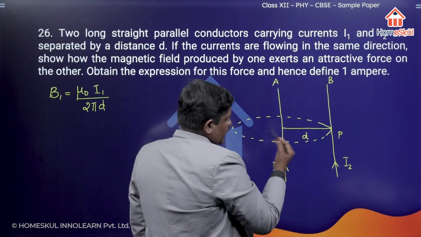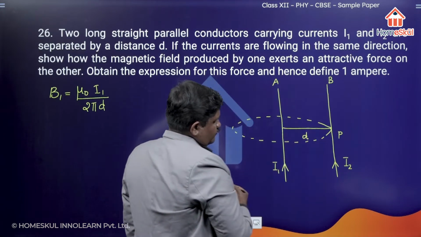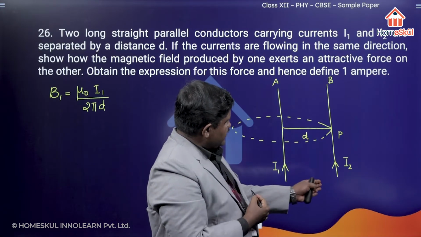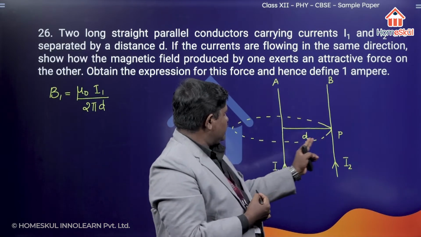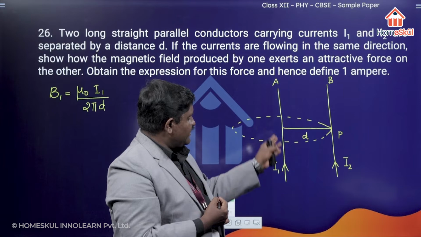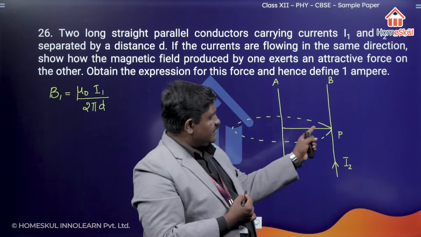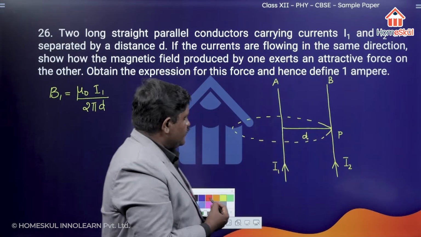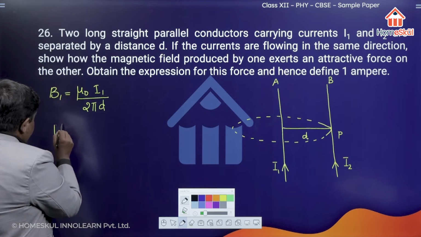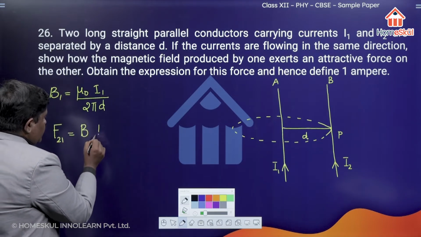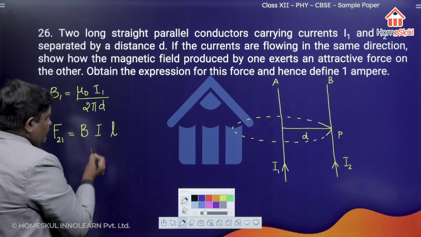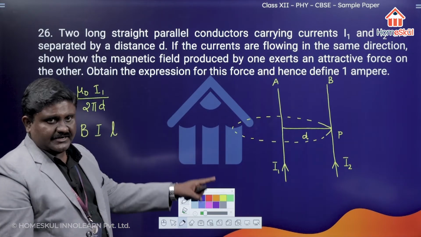Now, at point P, this conductor is placed in the magnetic field produced by the current carrying conductor A, so there will be a force exerted on it. That force we write as F21 is equal to BIL, where L is the length of that conductor.